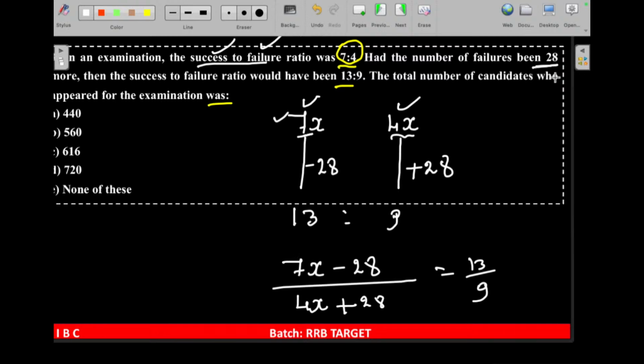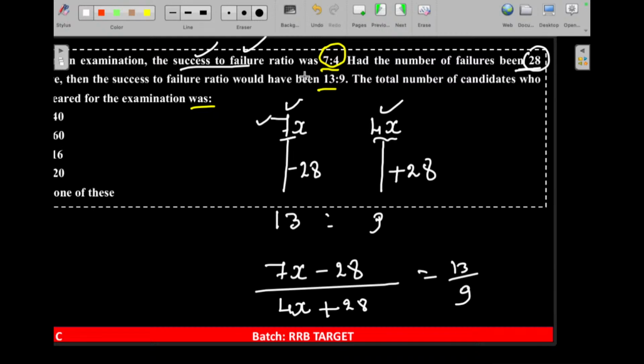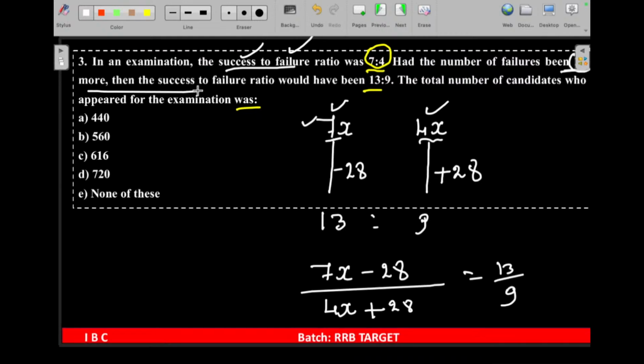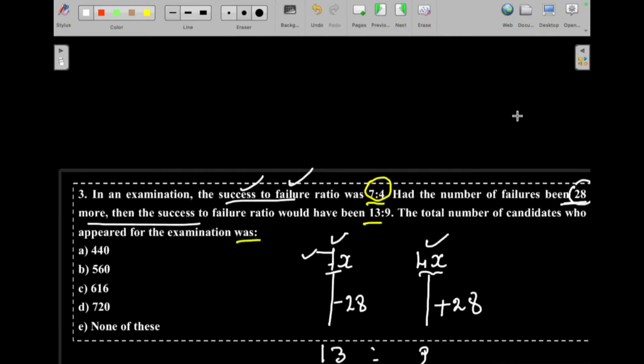Here it is a more important point. 28 students are more failure. More failure means 28 students are less in the selected. Write this down, it is an important concept, important type. We can subtract from the selected, not the total. See, who are failed? It's a logic question completely.